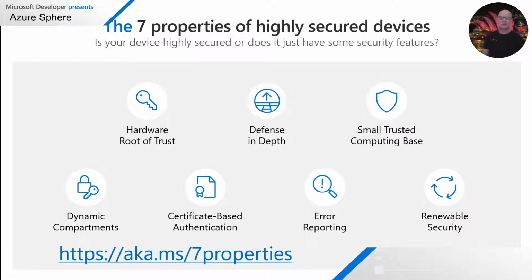Now, Microsoft and the industry have identified 7 properties required to build highly secure devices. Now, it's not my intention to go through all of these blow by blow. You'll see a link down the bottom, which is aka.ms/7properties. Do check that out to have a better understanding of the properties required for building highly secure devices.